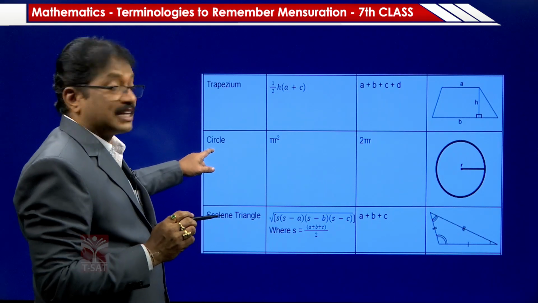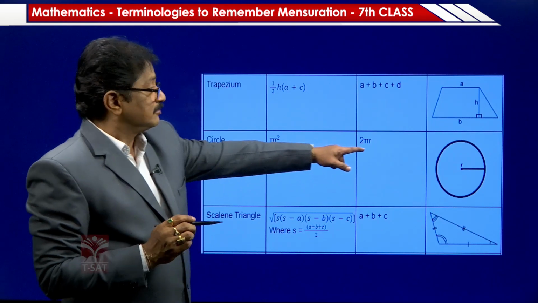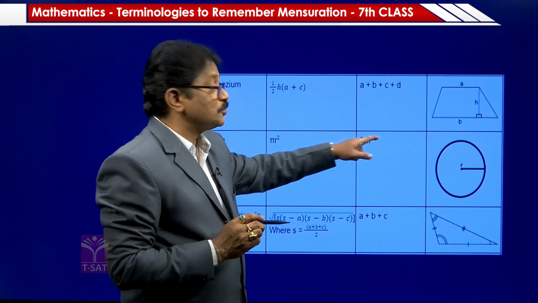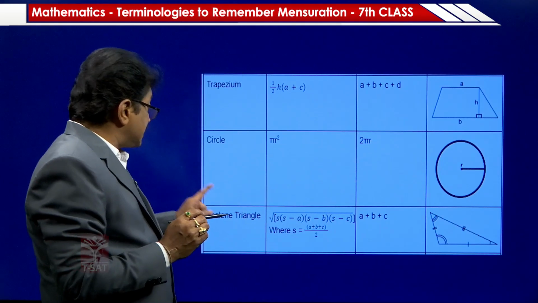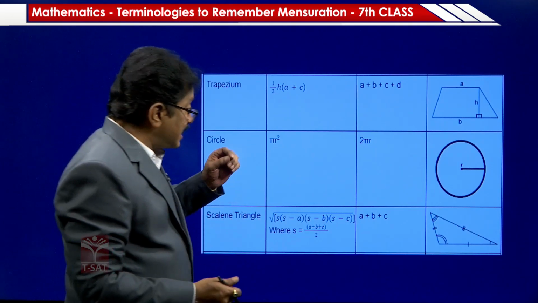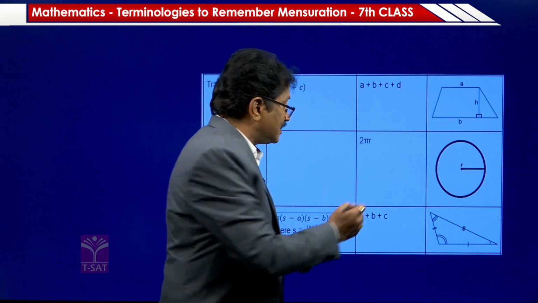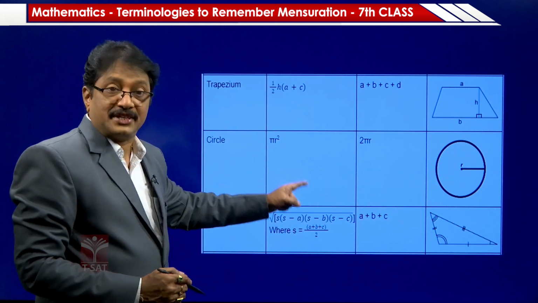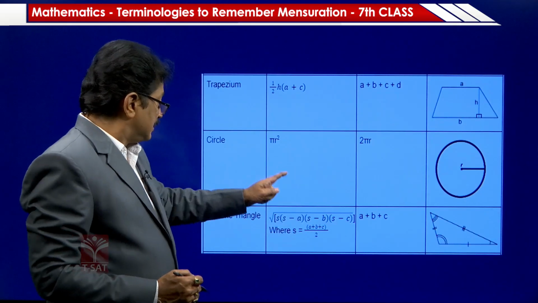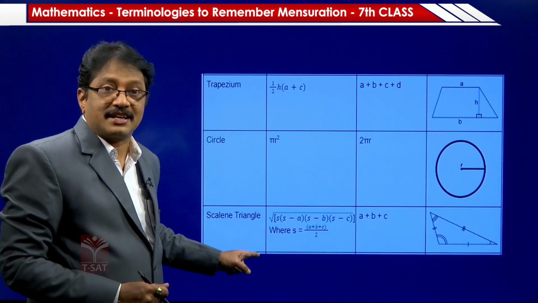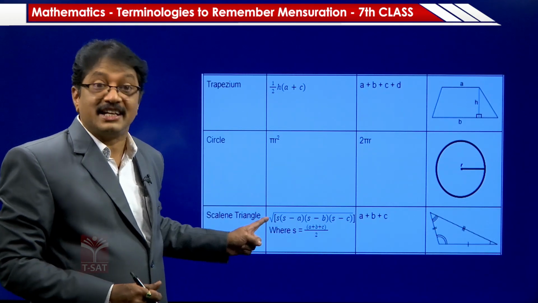Now coming to the circle. Circle means the area is pi r square and its perimeter is 2 pi r. When you come to the scalene triangle, it means all sides are different. If a, b, c are the 3 sides, then under root s of (s minus a) of (s minus b) of (s minus c) is the area of the scalene triangle. This is called Heron's formula.